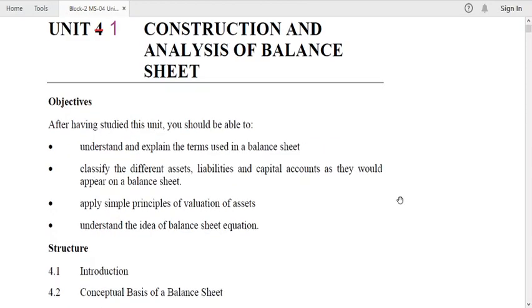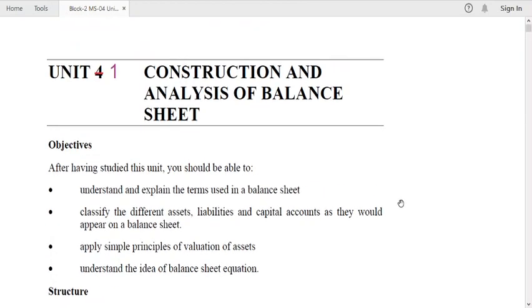So this is the end of this chapter. In the next video we are going to see unit number 2, construction and analysis of profit and loss statement.